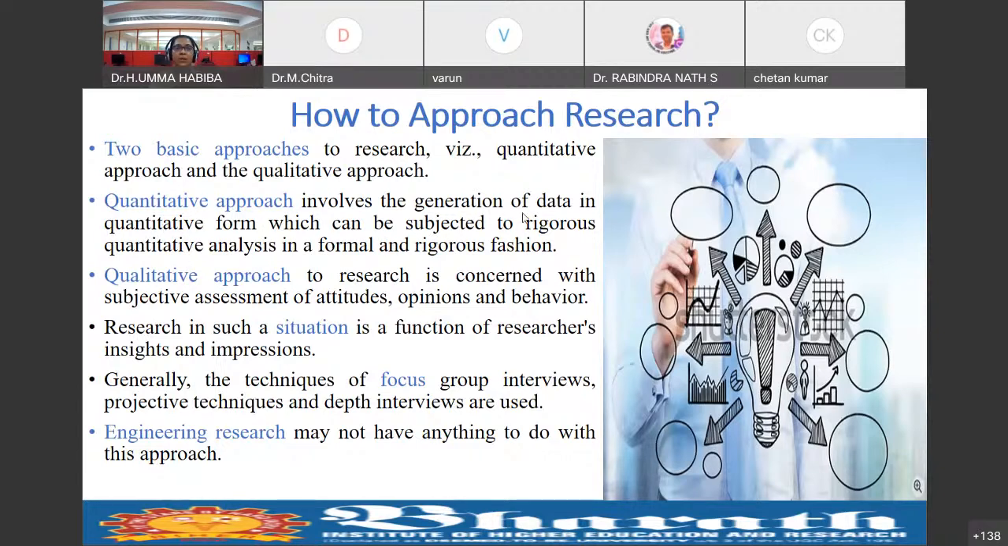In the quantitative approach, there is generation of data in quantitative form, which can be subjected to rigorous quantitative analysis in a formal and rigorous fashion. The other one is the qualitative approach. The qualitative approach is concerned with the subjective assessment of attitudes, opinions, and behavior. So research in such a situation is a function of the researcher's insights and impressions. Generally, the techniques of focus group interviews, projective techniques, and depth interviews are used. Engineering research may not have anything to do with this approach. The last sentence is very important. It may be different. So these are the general quantitative and qualitative approaches.